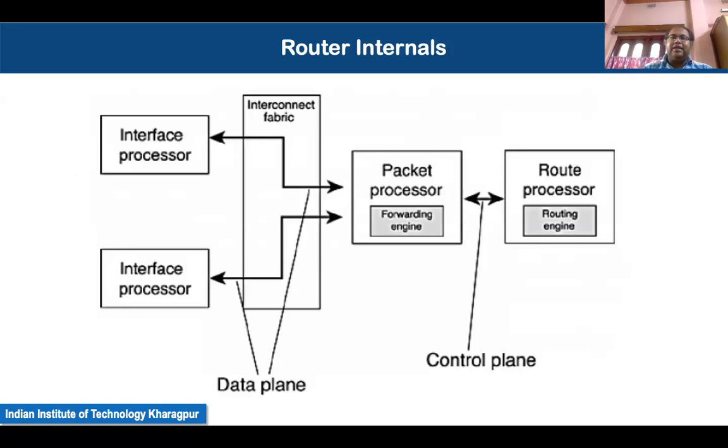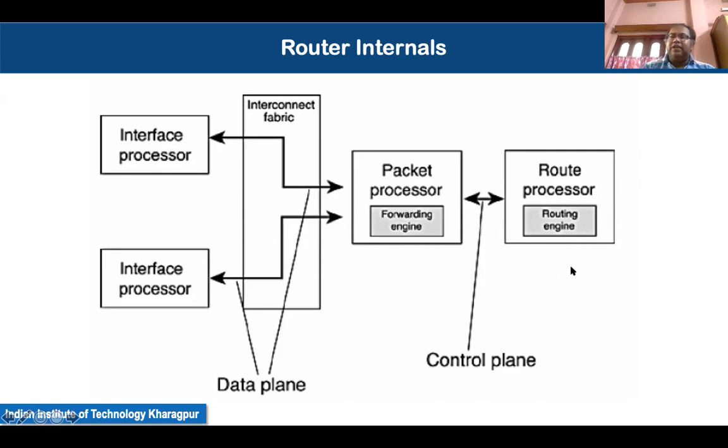So this is the internal structure, as I was mentioning. You have the interface processor, which maintains the incoming queue and the outgoing queue, the interface queue. Then it is connected to an interconnection fabric and to a packet processor. This packet processor is basically a microcontroller mounted with each interface processor, or sometimes it can also be mounted with a route processor, depending on the router architecture that you are building. The packet processor contains the forwarding engine, and then you have the route processor, which contains the routing engine. The task of the routing engine is to build up the routing table.